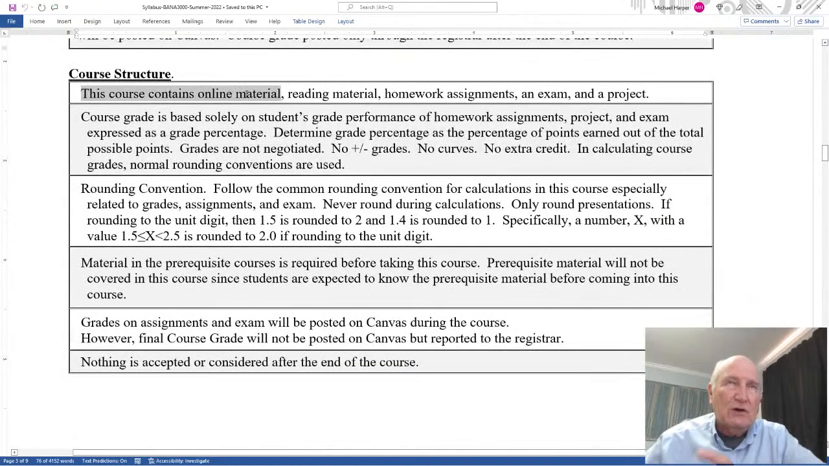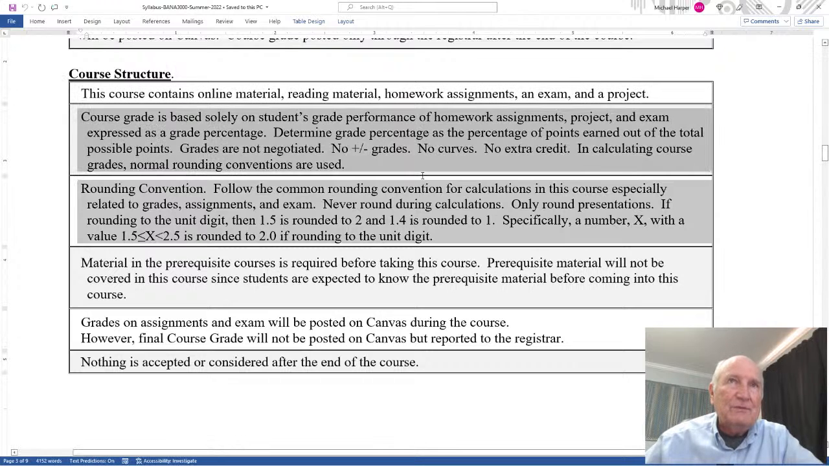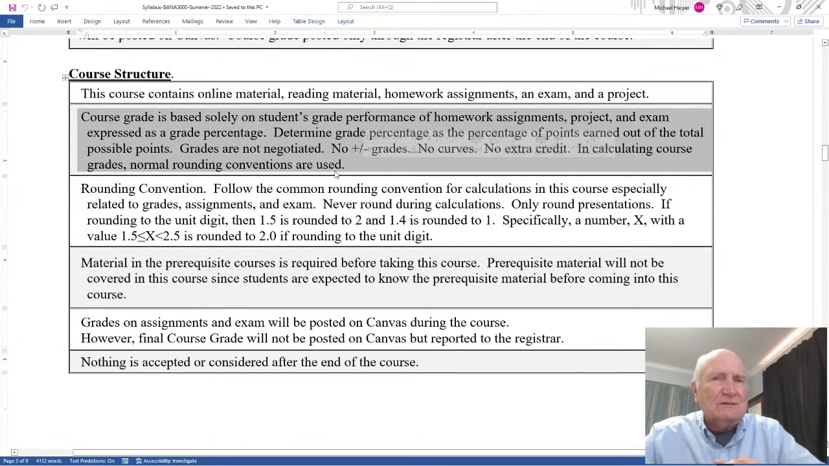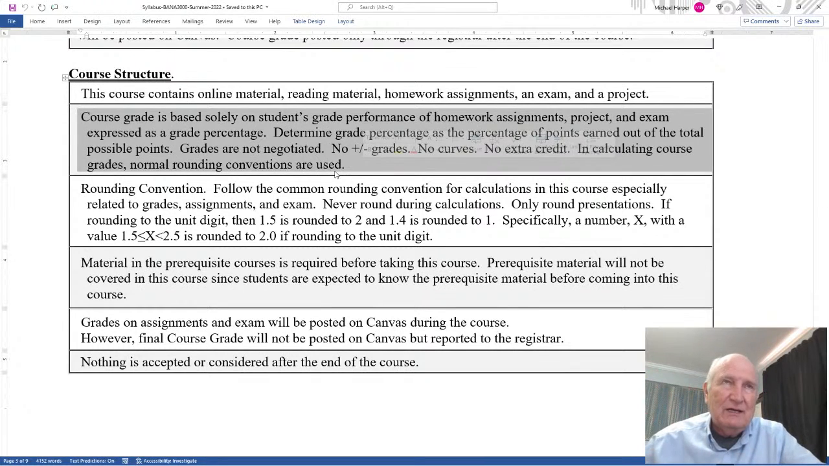The course structure. This course contains online material, reading material, homework assignments, an exam, and a project. Now, I've already said this on that first page, but here I put it in writing so that you can review, and also go back to get the details of what I said. If you don't want to watch the video, here it is.